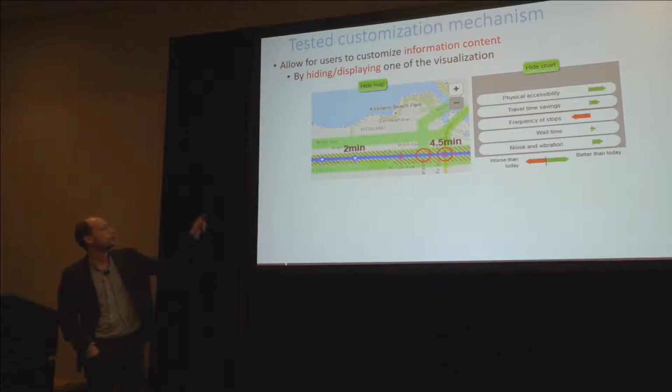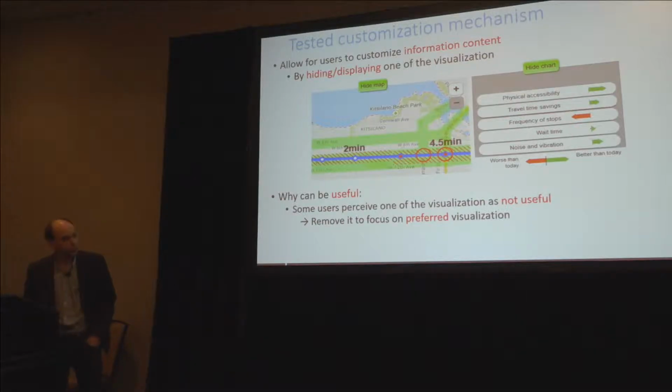So this is done with the two green buttons here, hide map, hide chart. The user can click them to remove one of the visualizations, and of course they can bring it back whenever they want and repeat this process. So why do we think this could be useful?